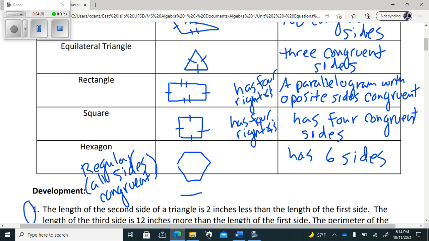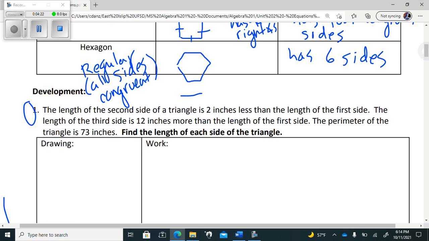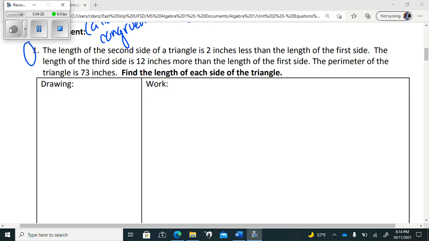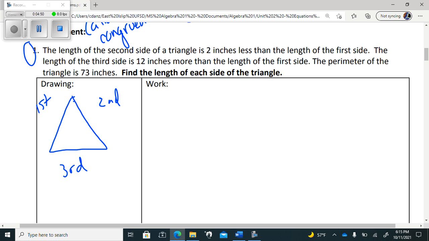So there's a few problems we're going to work on together. We'll do number 1. The length of the second side of a triangle is 2 inches less than the length of the first side. So let's stop reading there. Let's draw a triangle. I'm just drawing any old triangle. It doesn't really tell me much about it. I'll call this the first side, this the second side, and this the third side. So if the second side is 2 inches less than the length of the first side, it's the first side that I should call X.